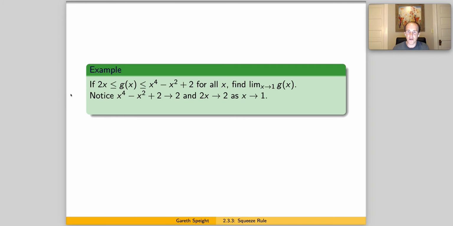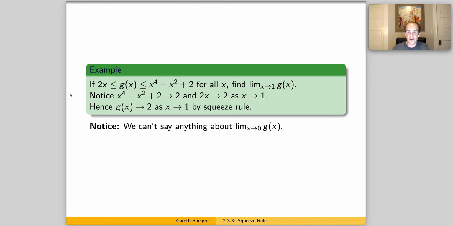Okay, so the limit of the small function is the same as the limit of the large function. It's equal to 2. The function we're interested in is trapped in between, so the limit of the middle function is going to be equal to the common value. It's also going to be equal to 2 by the squeeze rule. Okay, but please notice here that it was very important we were taking the limit as x tends to 1, and at 1, both of the small and the large limits were equal. They were equal to 2.